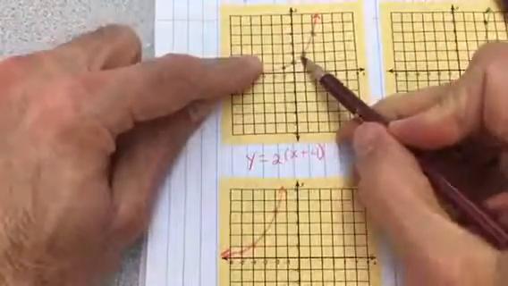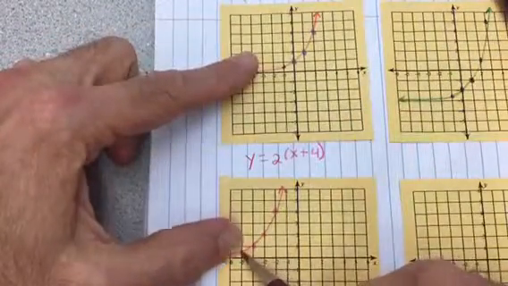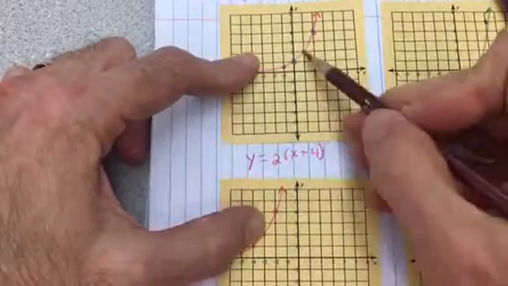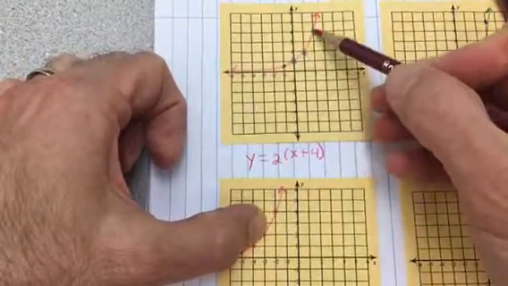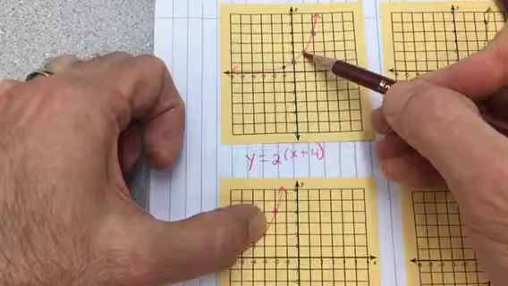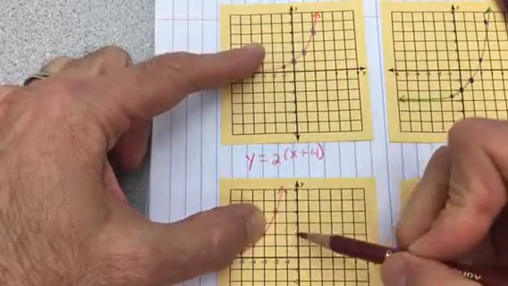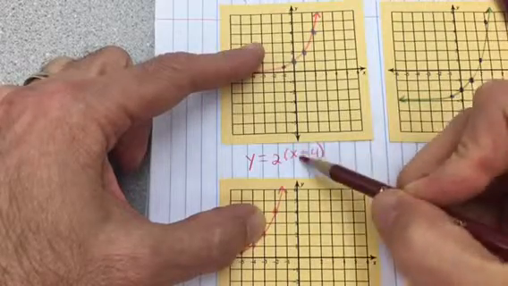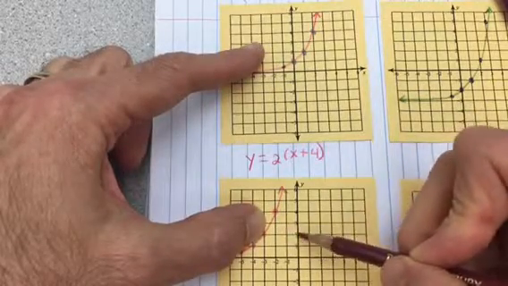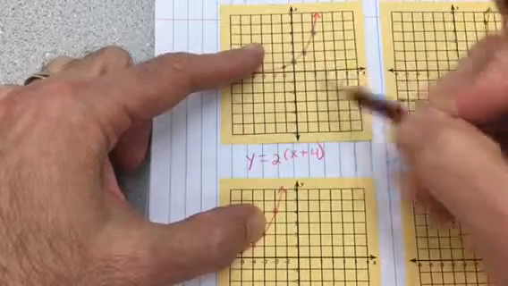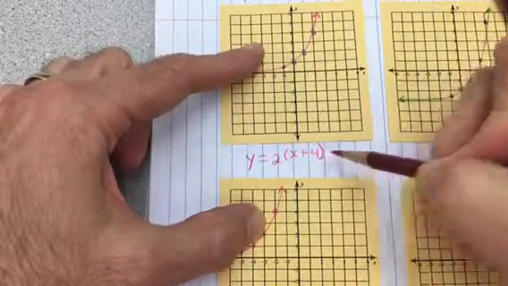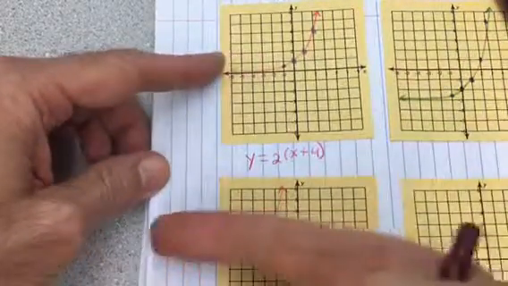So these 3 dots went to here. Boom, boom, boom. This one and this one are the same. Wait. Yeah, this one and this one are the same dot. How far over did it go? 1, 2, 3, 4. 1, 2, 3, 4. So the plus 4 moved it left 4.